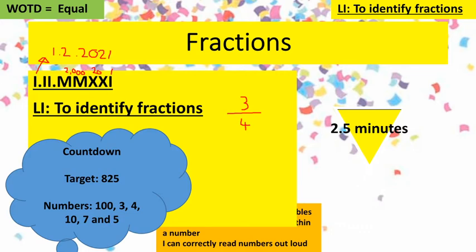Okay, so first activity today, we're laying it out slightly differently, but we're going to do countdown. So the target number is 825. And you can use any of the operations, add, subtract, times, or multiply. And you can use each of these numbers once to try and reach that target, or as near as possible. So pause the video and have a go at that activity.